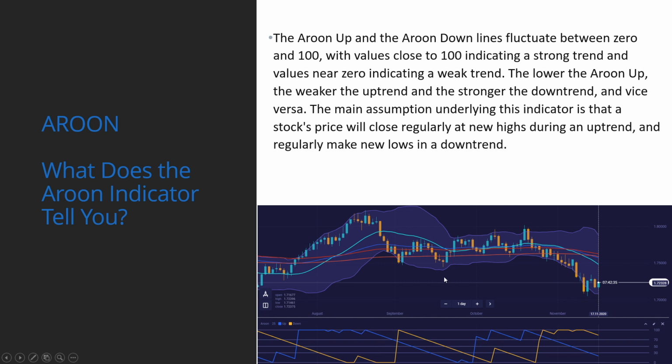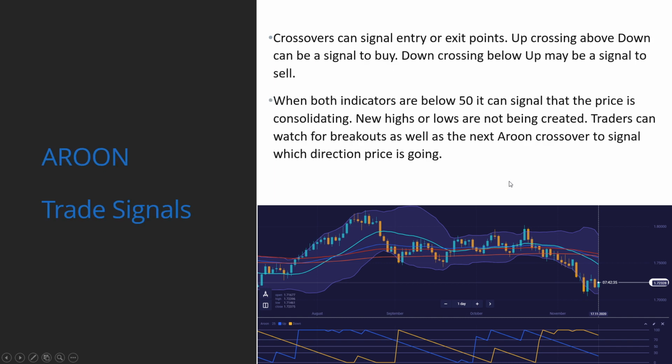The main thing we're trying to understand with this indicator is that if the stock price closes regularly at new highs, that will indicate a strong uptrend. And if it's regularly making new lows, then that is a downtrend. Crossovers are great entry and exit points. So whenever we have the cross of the lines, like I showed you guys in the previous slide, that is a signal to sell.